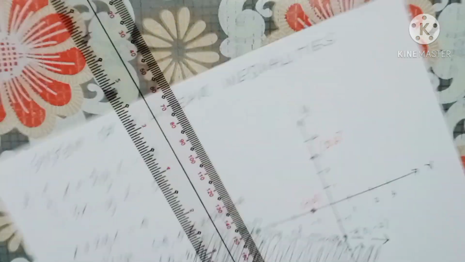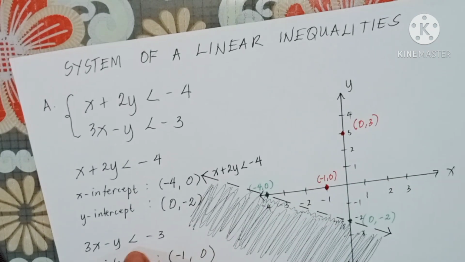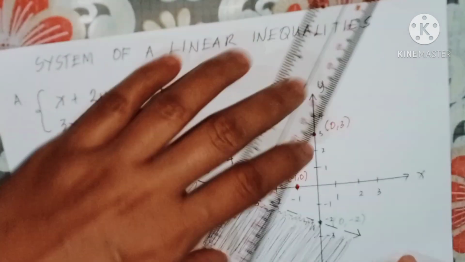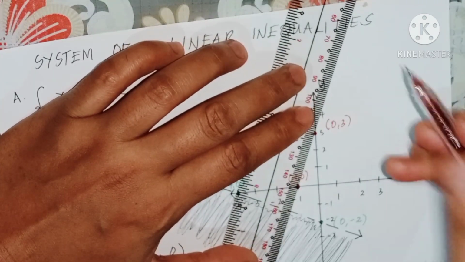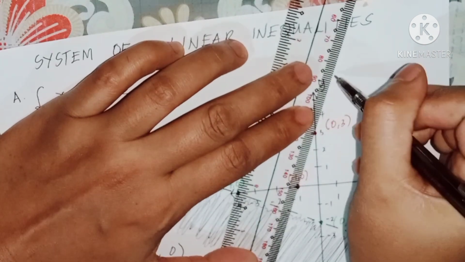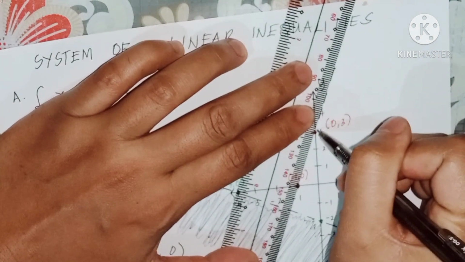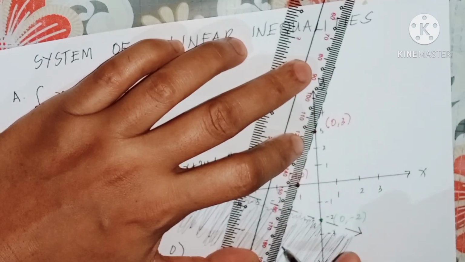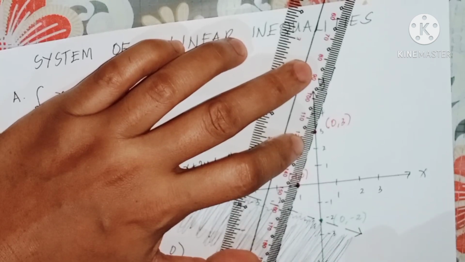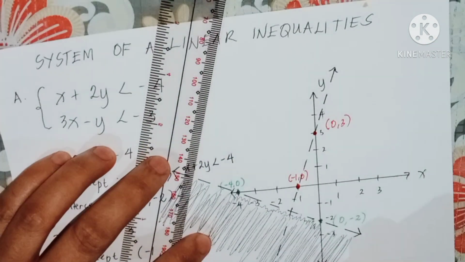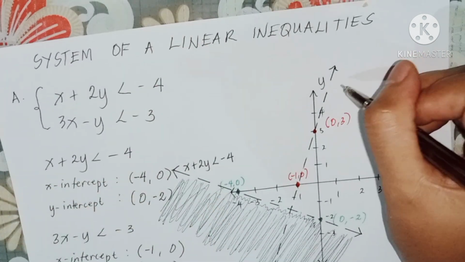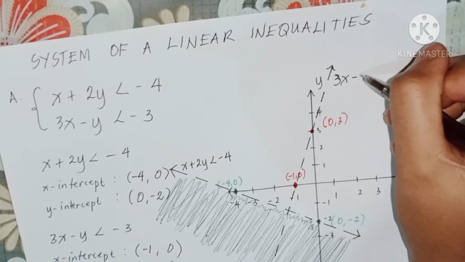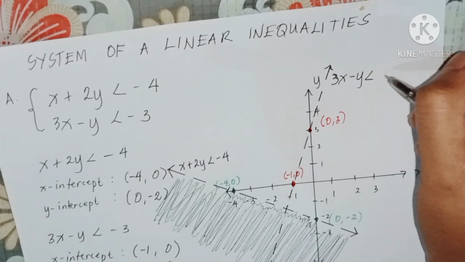the points. Okay, before we connect the points, this is less than also, so we're going to use a broken line, broken boundary line. So connect it, extend, always extend your line. Okay, so extend it. So this will be the boundary line for 3x minus y less than negative 3.